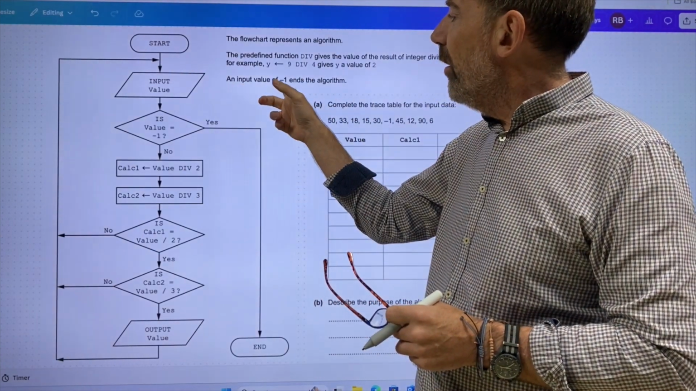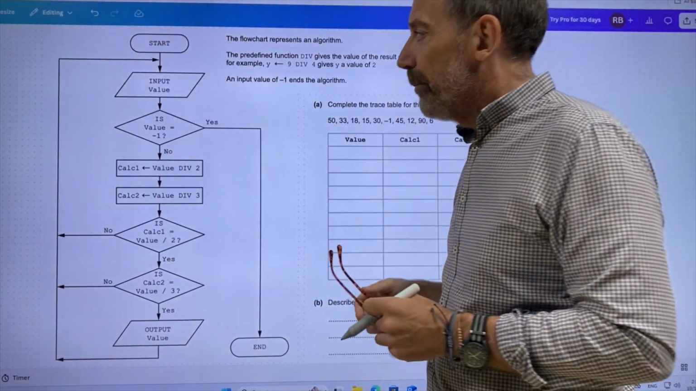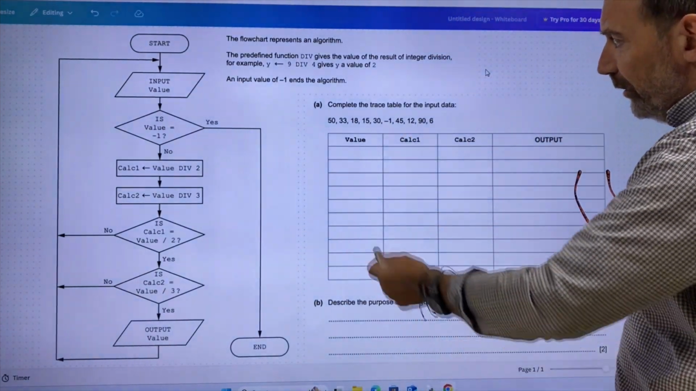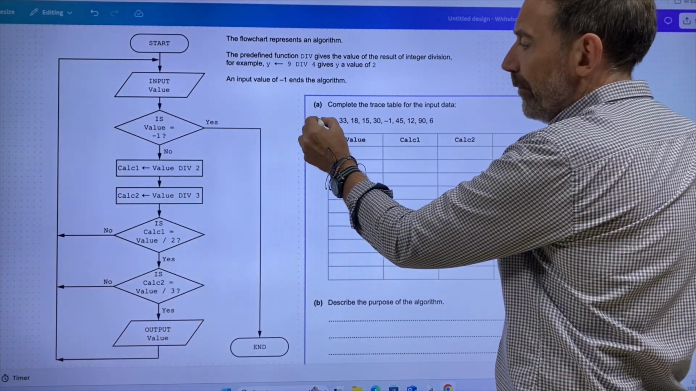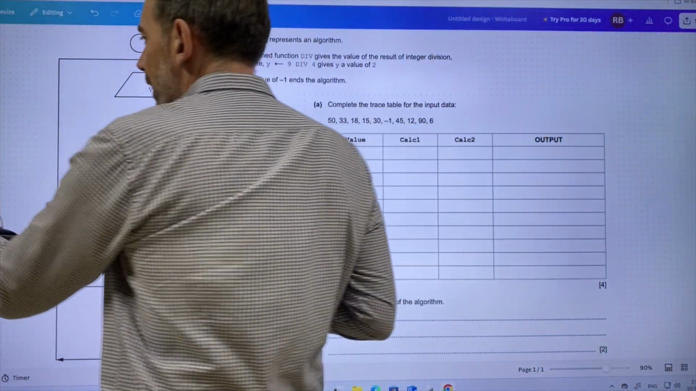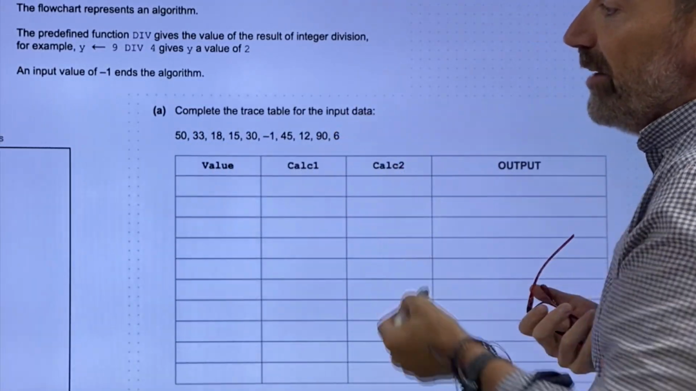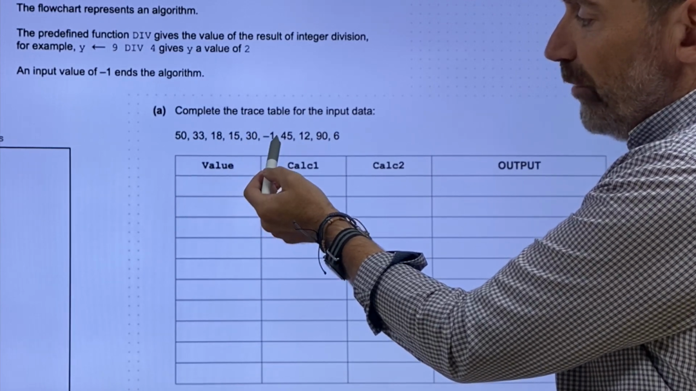An input value of -1 ends the algorithm. It will become clear. So, we've got a trace table here. You should be all familiar with that. And we've got a set of test data. Let's get a pen involved. So we're going to complete the trace table for the input data: 50, 33, 18, 15, 30, -1.